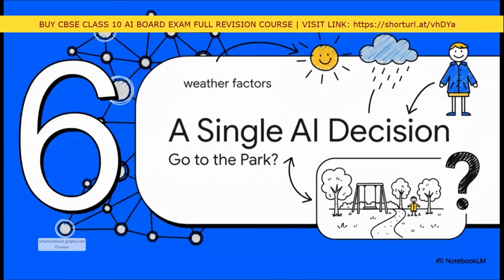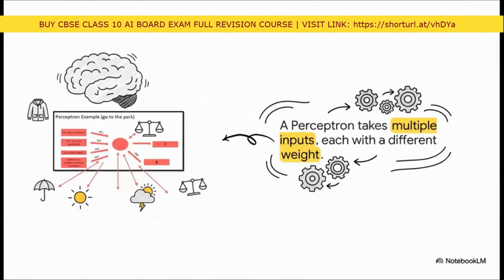Okay, let's make this super practical. We're going to walk through one single thought from one of these neurons. Our little perceptron is going to answer a simple question. Based on a few facts, should I go to the park? So here's our setup. Our neuron is considering 4 things. Do I have a jacket? Do I have an umbrella? Is it sunny right now? And what's the forecast for later?